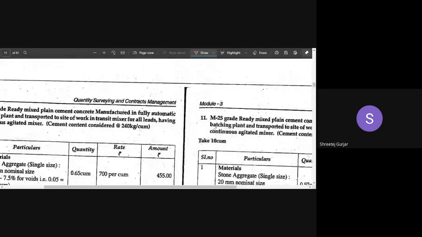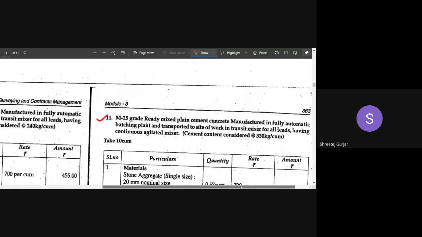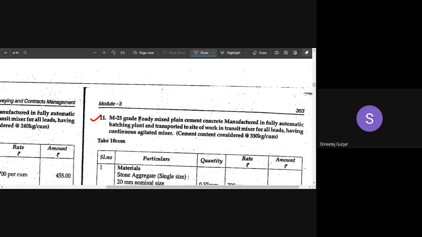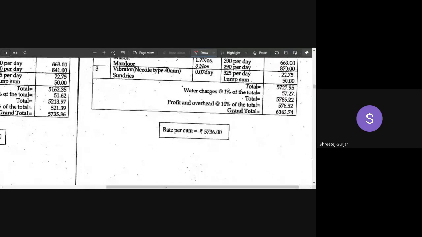Next, we will look into ready mix concrete later on. It is the same thing, with only a change here: we are ordering it, it is a ready mix concrete which we are ordering. So we'll look into this particular thing later on.